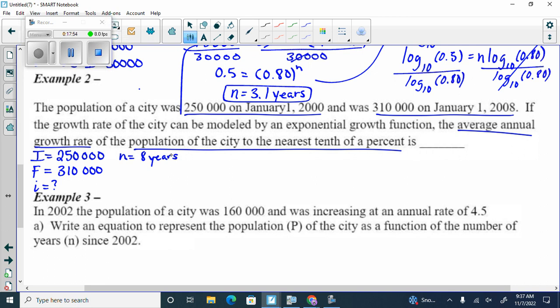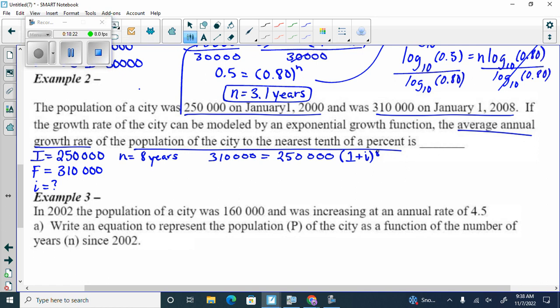Okay? So we have final, which is 310, equals initial, which is 250. If it's growing, your final should be bigger than your initial. We agree? Which also means we need to use 1 plus. So 1 plus i to the 8. So am I missing my exponent? No, I am not. Log base 10 both sides is not helpful in this situation. It is only helpful if I need that n to come down.